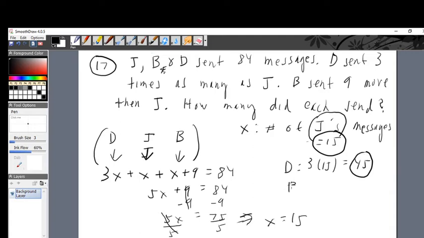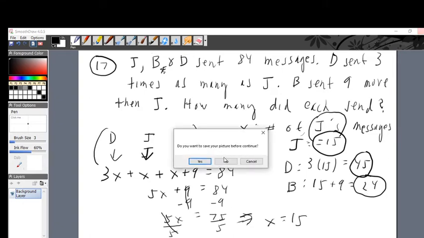How about B? Well, B sent 15 plus 9, right? B sent 9 more than J. So the 15 of J plus 9 is equal to 24. There it is. You add up 24, 45, and 15, and you'll get 84. That was the total messages, 84. But here are the three answers: J is 15, D is 45, B is 24. The problem is over. Let's go to a fresh piece of paper for problem number 18.